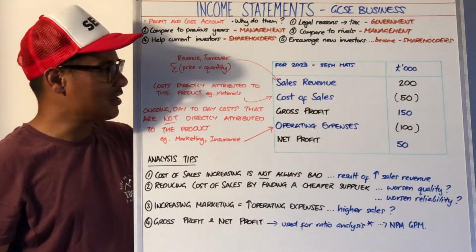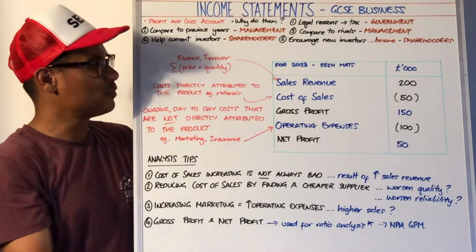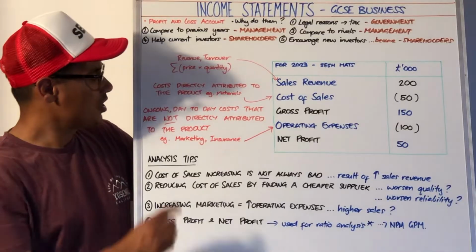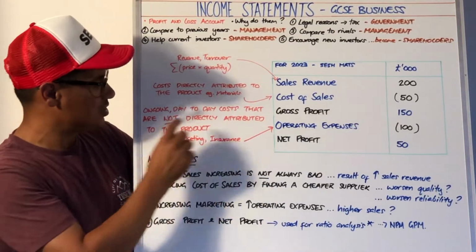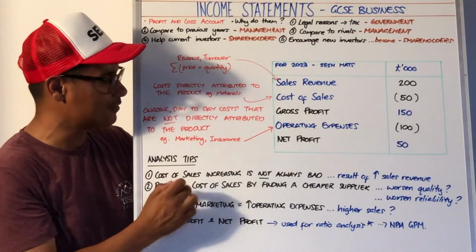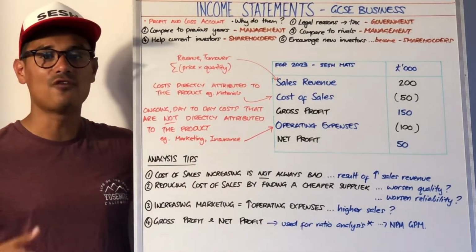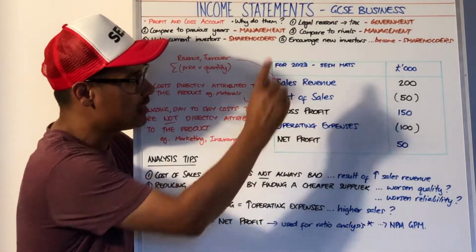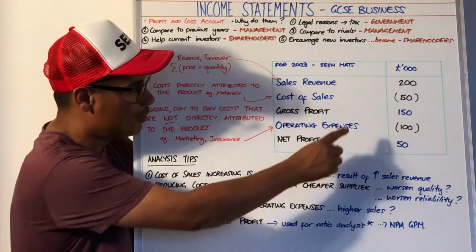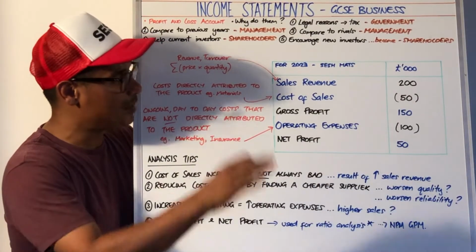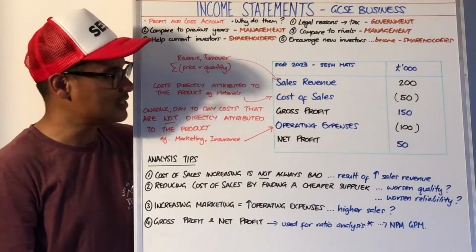The next thing we need to take away, though, is not just the costs directly attributed to the product, but the costs indirectly involved in the process. So the ongoing day-to-day costs that are not directly attributed to the product. That could be the marketing involved, the insurance involved. There's lots of operating, that means basically day-to-day, expenses involved. And it could be, in this case, this fictitious example, that the operating expenses for this business is £100,000, and it's clearly negative, so we need to take it away.